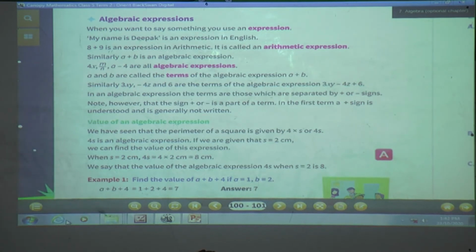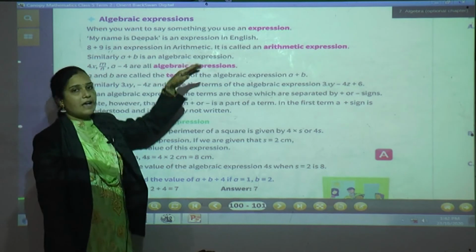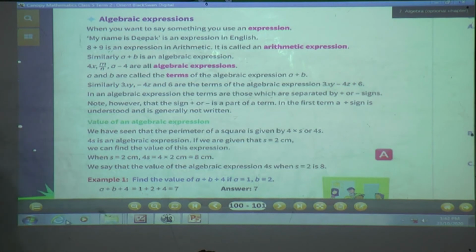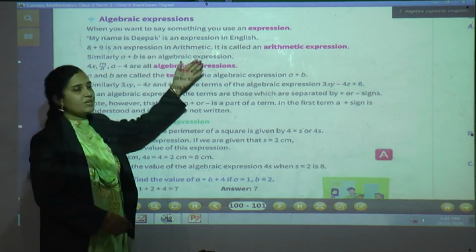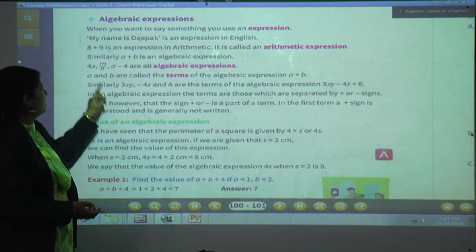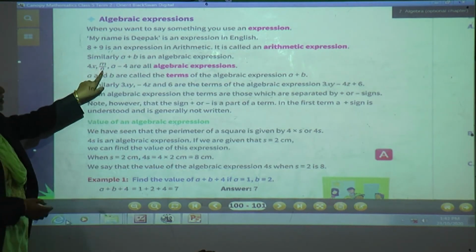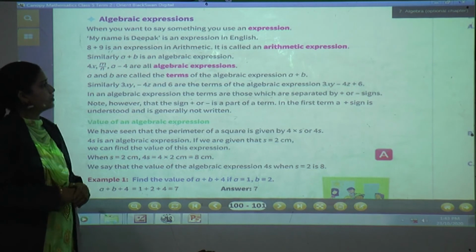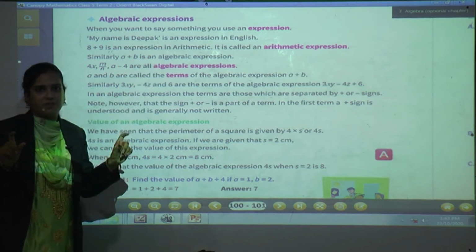When you want to say something, you use an expression, isn't it? Okay. Now see, my name is Deepak is an expression in English. Then 8 plus 9 is an expression in arithmetic. It is called an arithmetic expression. Similarly, a plus b is an algebraic expression. Okay, so 4x, m upon n, a minus 4 are all algebraic expressions. So all of you understood what is meant by algebraic expressions?